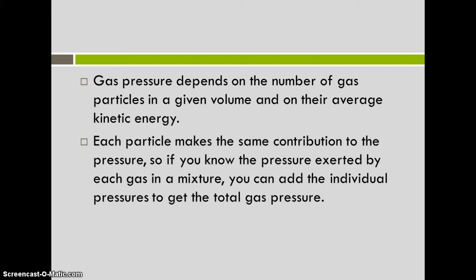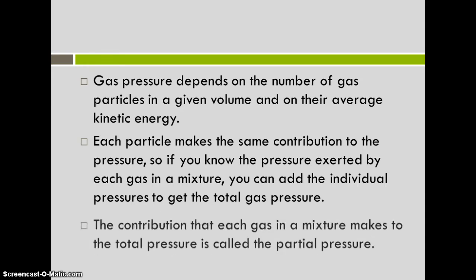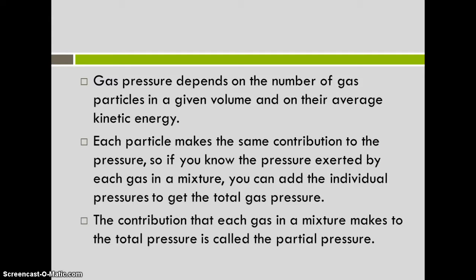Each particle makes the same contribution to the pressure. So if you know the pressure exerted by each gas in a mixture, you can add those individual pressures to get the total gas pressure. The contribution that each gas in a mixture makes to the total pressure is called the partial pressure. So you have these partial pressures adding up to the total gas pressure in that container.